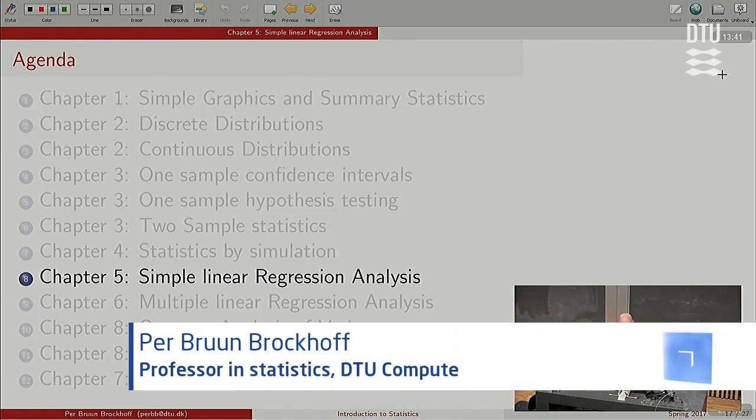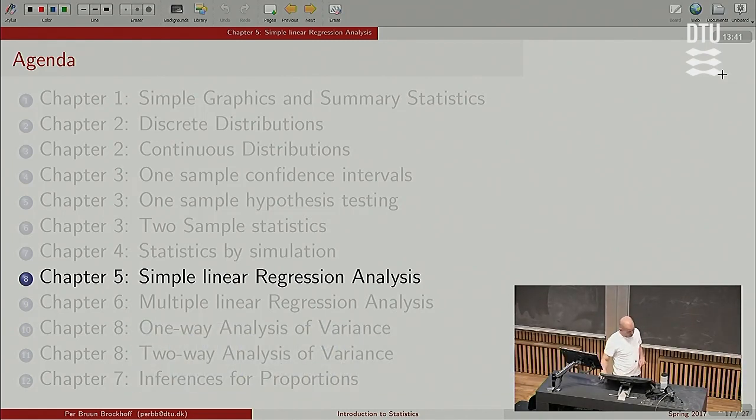I will do a bit of breaking, but let's at least do one or two more before we break. Then we went on to regression.